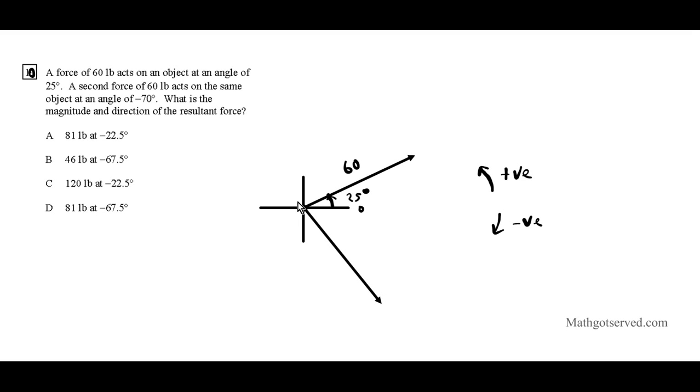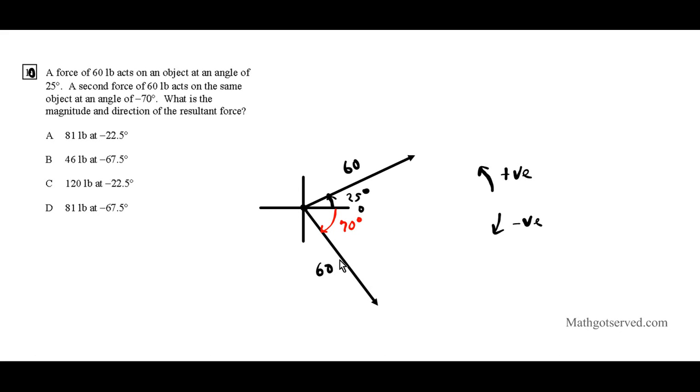And it's going to be, all right, so there goes the second vector. Let's say this is our angular rotation of negative 70 degrees. So this is going down 70 degrees, going down negative 70 degrees. Okay, so this is also a 60-pound vector. All right, so we have to find the resultant force. We're going to use the parallelogram method here to find out what the resultant vector looks like.